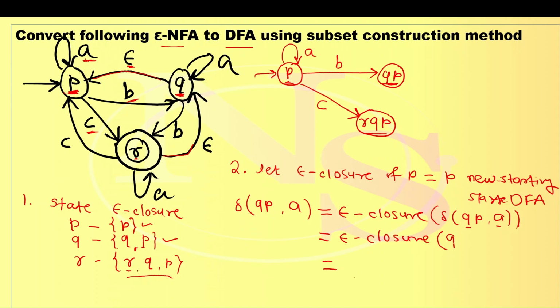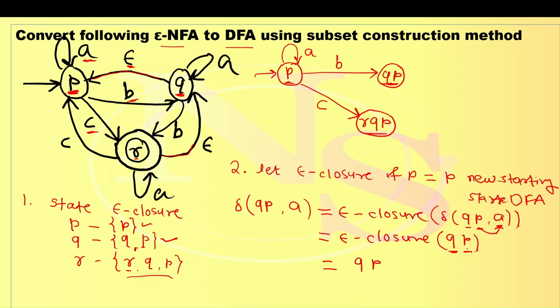So write down Q here. Then P reading A, it's going to P itself. Write down P here. Now epsilon closure of QP: there is no epsilon closure of QP as such, it means epsilon closure of Q union epsilon closure of P. What is epsilon closure of Q? It's QP.